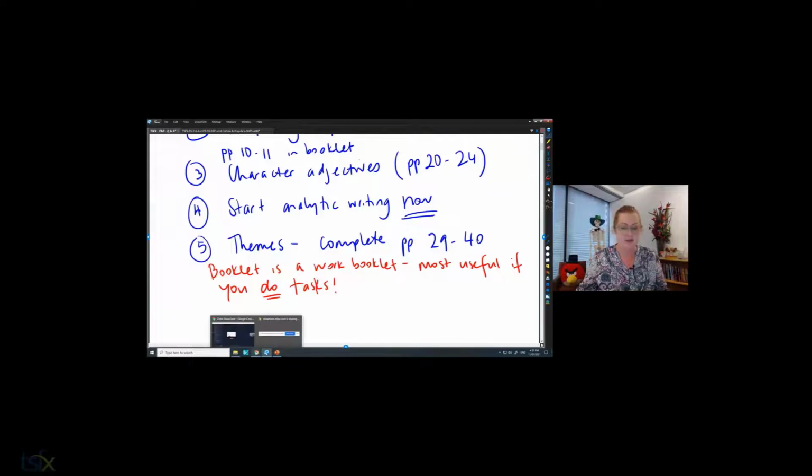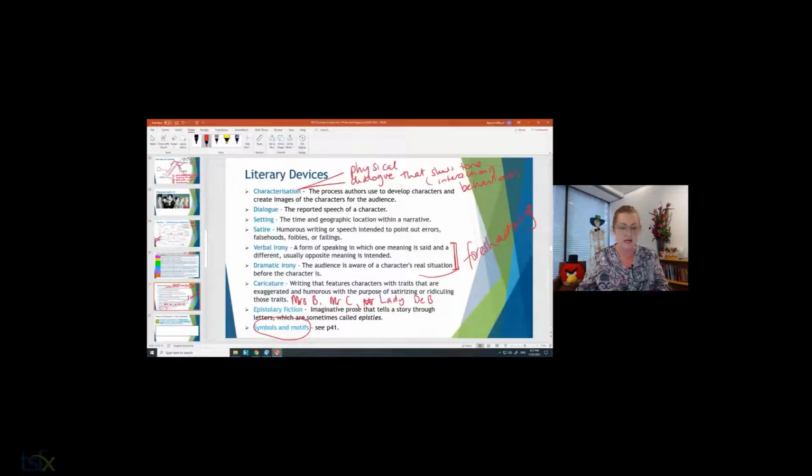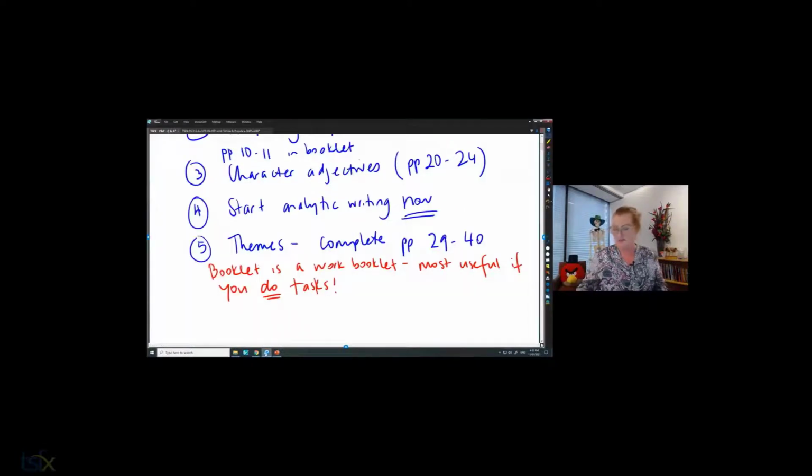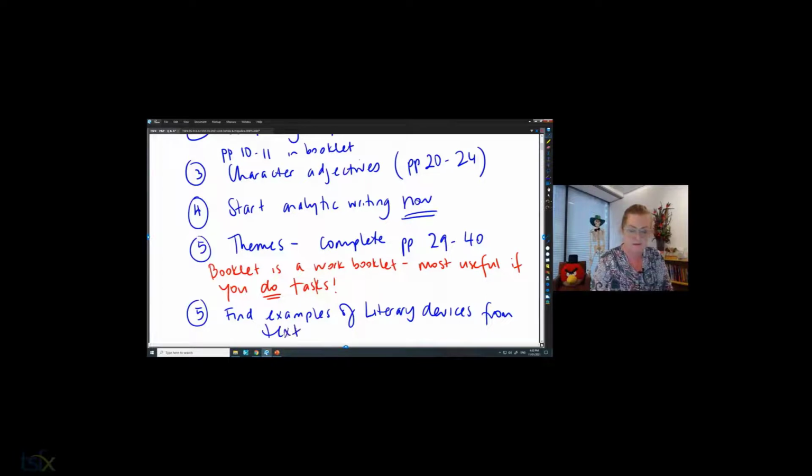I did say I was going to add something to this, didn't I? Hang on, what was I doing? Yes, I remember now. I'll just add this quickly before I forget. I hate saying I'm going to do something and then not doing it. Five: find examples of literary devices from the text. Okay, so find them, have a look at them.